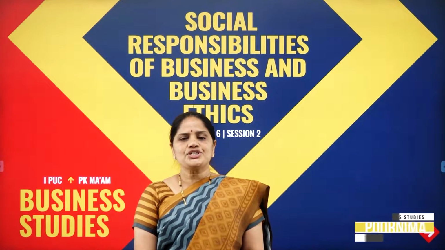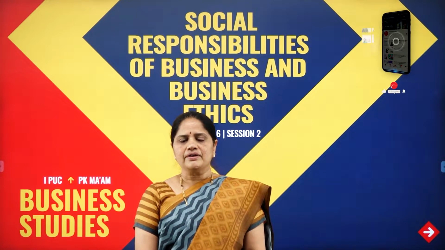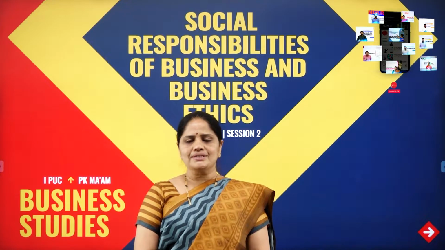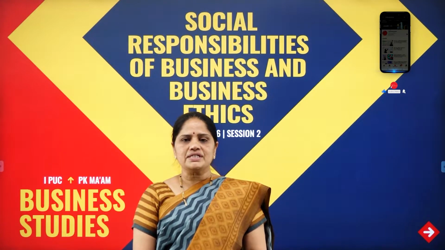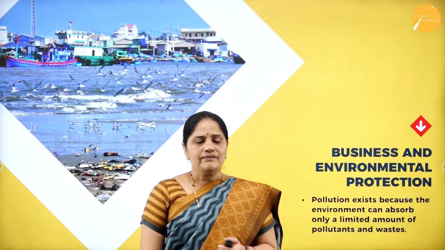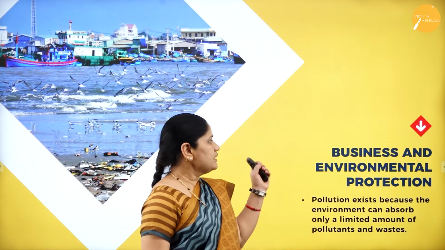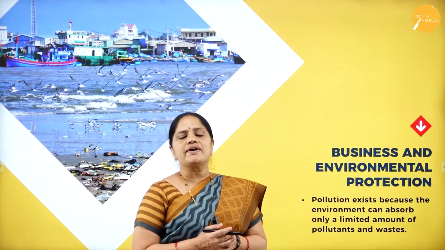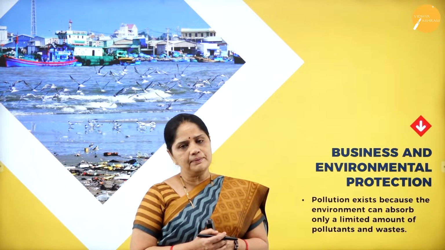In this session 2 on social responsibility and business ethics, we will have a discussion on what is pollution, what are the types of pollution, and we will also discuss the ways to remove this pollution. First, let us have a look into what we mean by pollution, business and environmental protection. So we all know that environmental protection is a part of the social responsibility of the business.